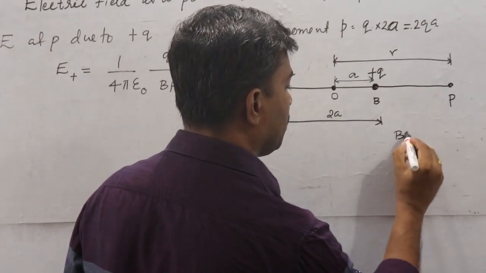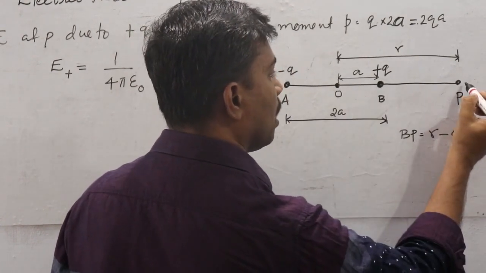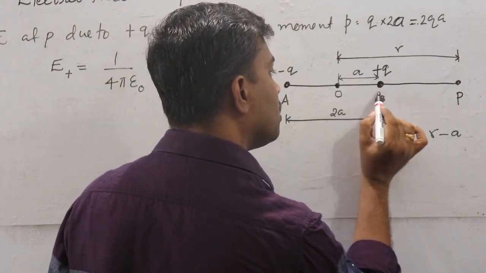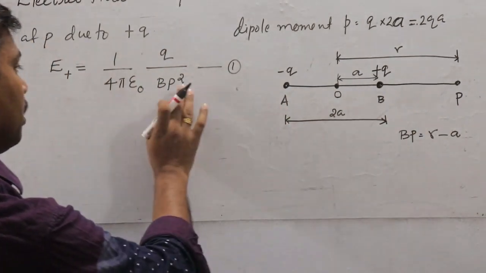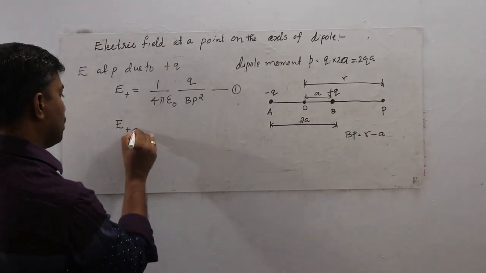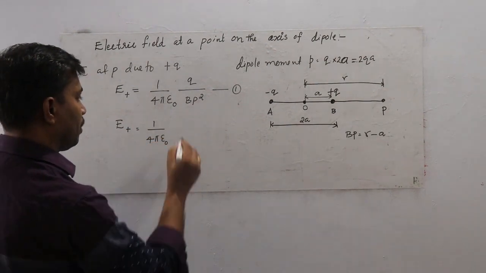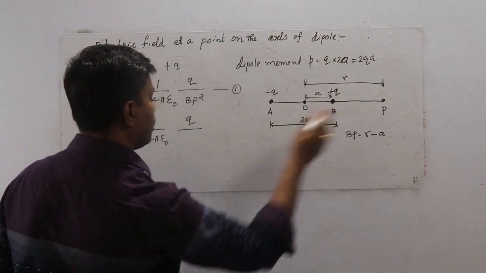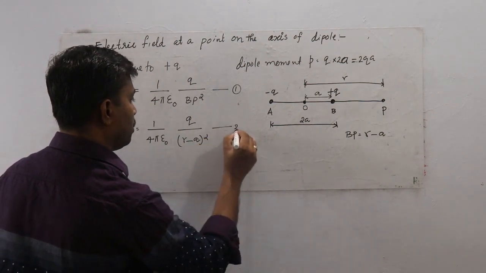So BP can be represented by R minus A, because the distance from center O to P is R, and O to B is A. So BP will be R minus A. Substituting that value in equation number 1, we get E plus is equal to 1 by 4 pi epsilon 0 Q divided by BP, that is R minus A, whole square. That is equation number 2.